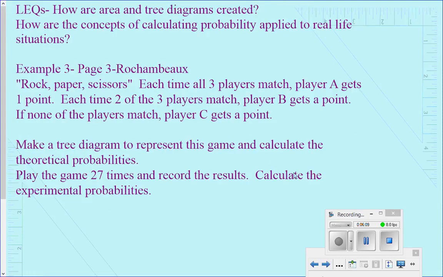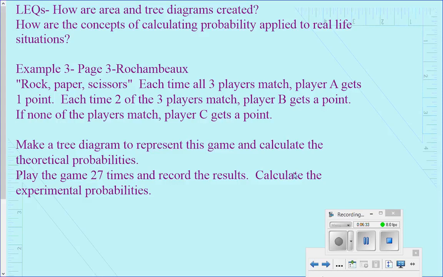Okay, then we moved on to page 3. This Rochambeau problem is on page 3 in your packet, so take a look at that. With Rochambeau, that's kind of the French version of rock, paper, scissors. And basically, it's very similar to our rock, paper, scissors, except that there are 3 players rather than 2. And what you're doing is you're all deciding whether you want rock, paper, or scissors.